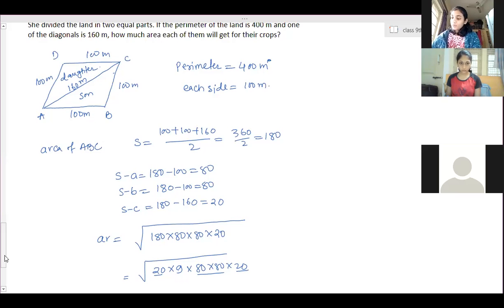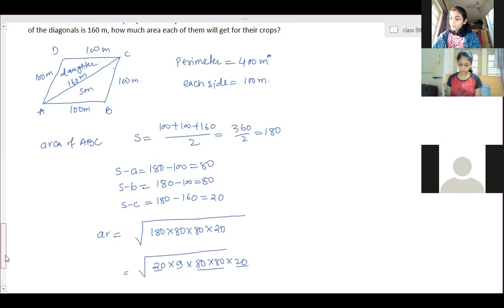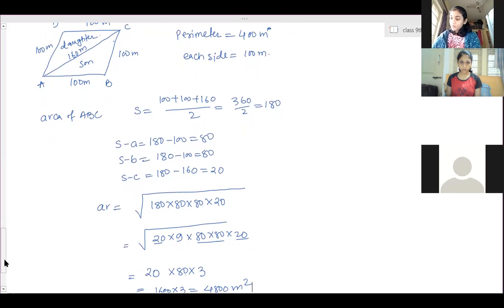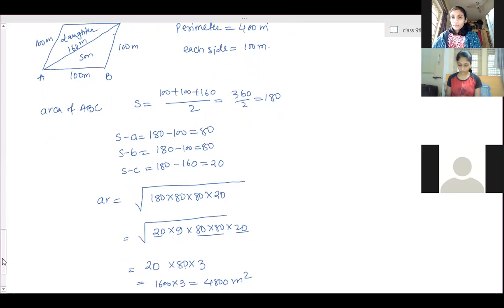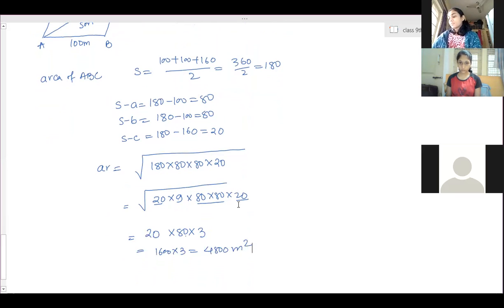Ma'am, instead of 20 into 9, we can write even 90 into 2 now. Then how will we find the square root of 90? I kept a separate 20, so therefore I have taken 20, because I want to take out 20.